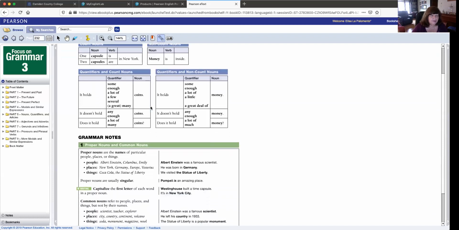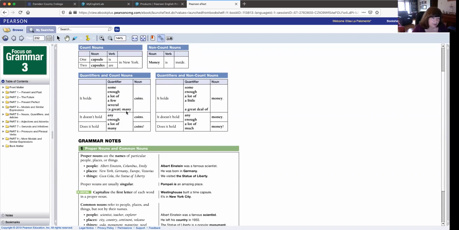Okay. When we talk about quantifiers, we are talking about words that show how much or how many. So here are the words that we use for count nouns. The noun they're using as an example is coins. We can say it holds some coins, enough coins, a lot of coins, a few coins, several coins, many coins, or a great many coins, which means many is a lot, a great many is a whole lot, okay?